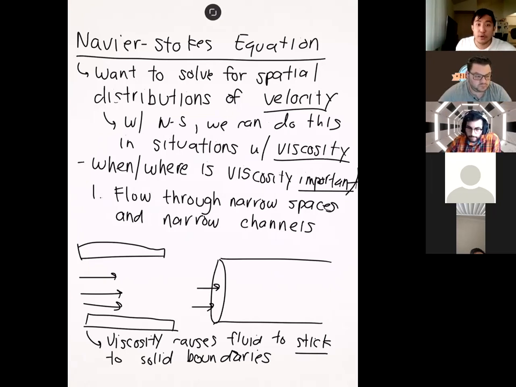And that actually produces some really important effects that are important to keep in mind. The driving force for this is viscosity. When viscosity comes into play and we have this kind of condition, that's called the no slip condition.